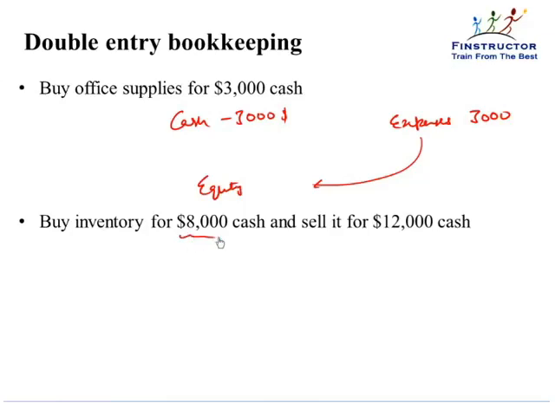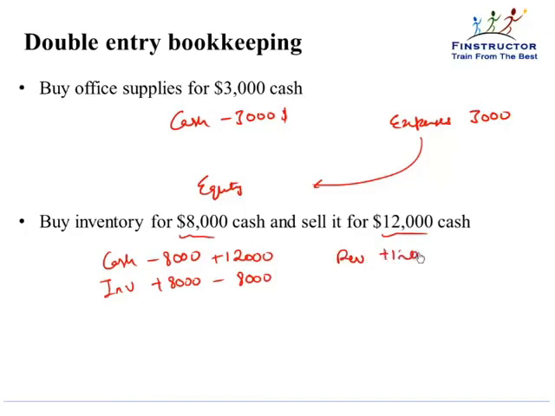Buy inventory for $8,000 cash and sell it for $12,000 in cash. So when you purchase the inventory, the cash, that is an asset account, will go down by $8,000, and correspondingly another asset account, that is the inventory, will go up by $8,000. Subsequently, when you sell the inventory for $12,000 in cash, cash will go up by $12,000. This inventory will come down by $8,000 since it's already been sold. Revenues will go up by $12,000. So that is the impact of the second transaction independently.